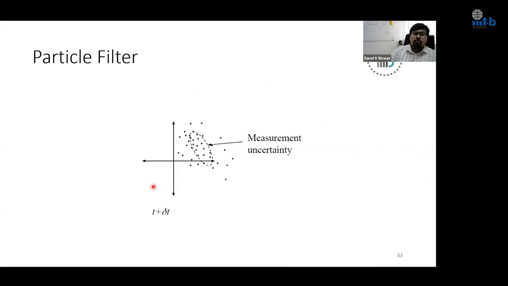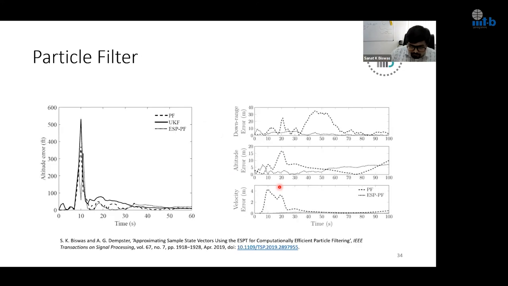So this is how it works. That means the particles which have more likelihood of having this measurement are provided higher weights, and those which have a lesser likelihood are provided lower weights. And accordingly, the density is computed. So this is the very top-level idea of the particle filter, right?